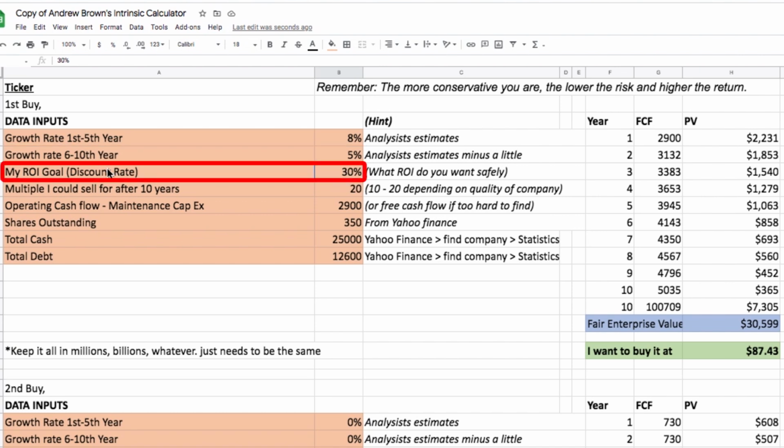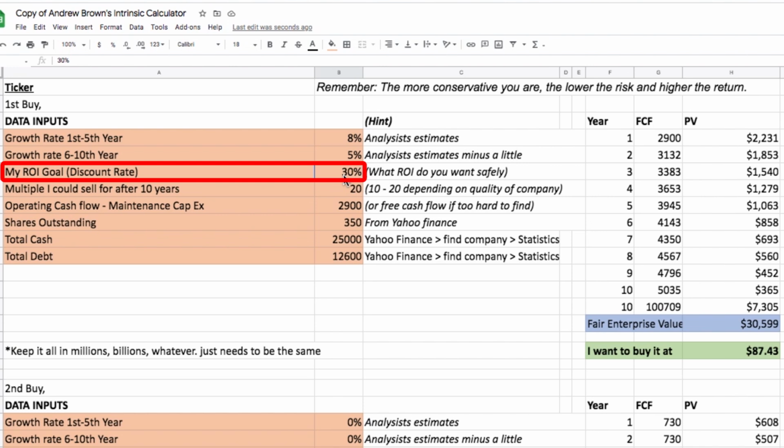Okay, so my return on investment goal. This is what I want to achieve out of the stock. I'm going to aim for 30% per annum. That's very high. You might be thinking that's insane, or you're never going to get 30%. What I'm actually trying to aim for is something over 20%. But I don't have any margin of safety built into this calculator. So what I do is I go for 30%. It's like a 65, 70% margin of safety at 30%.